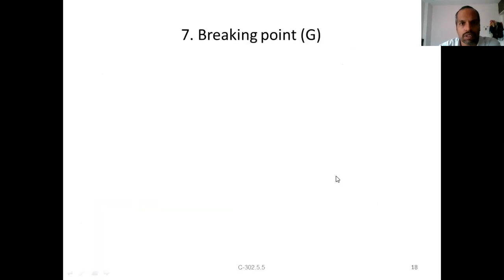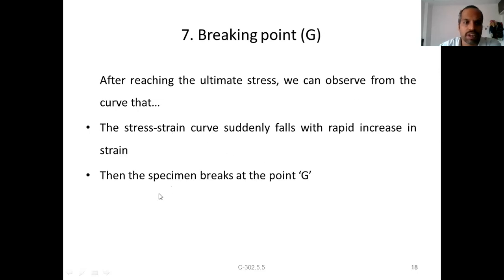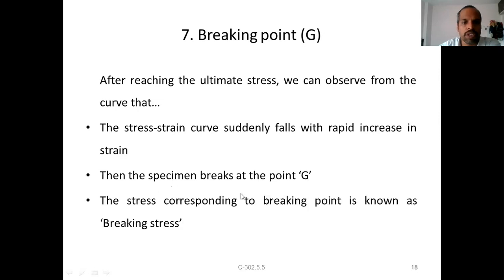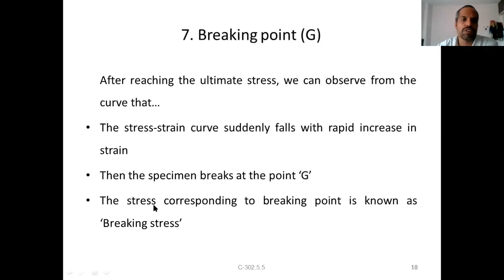Now it is the last point, the breaking point. After reaching ultimate stress, we can observe from the curve that the stress strain curve suddenly falls with a rapid increase in strain. Then the specimen breaks at the point G. The stress corresponding to the breaking point is known as the breaking stress. So corresponding to the last point, it breaks into two pieces, after a necking formation.